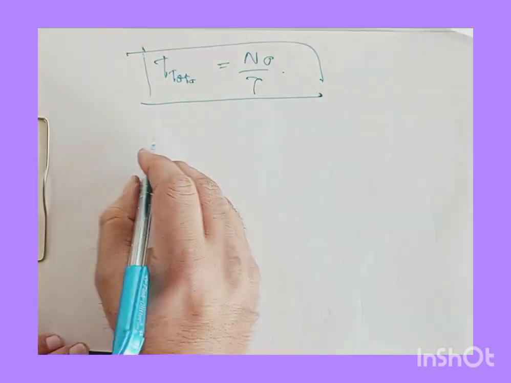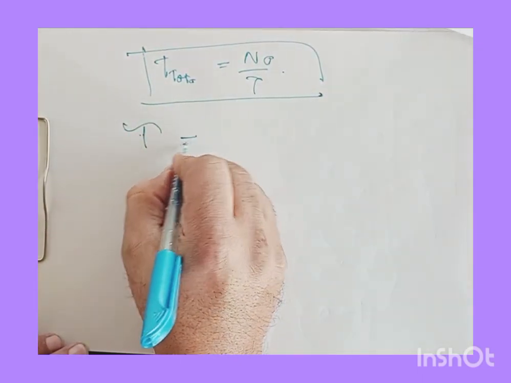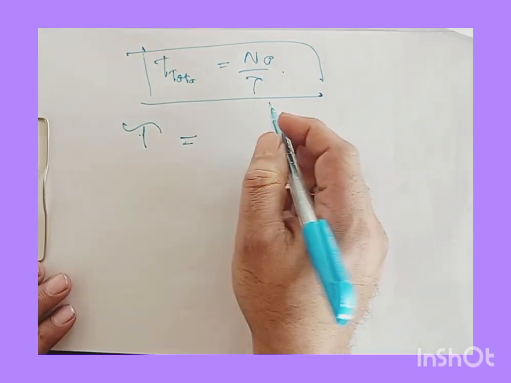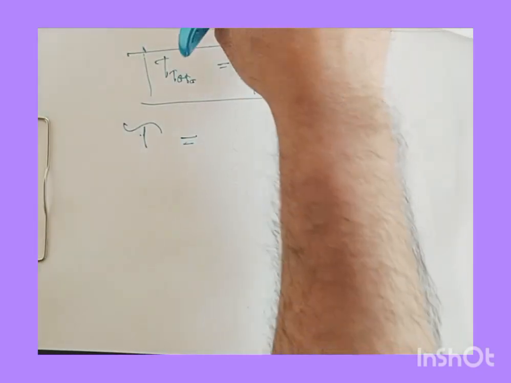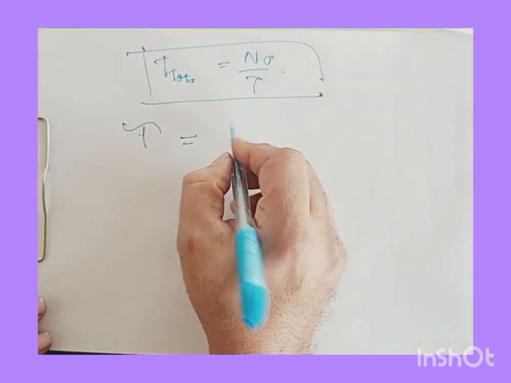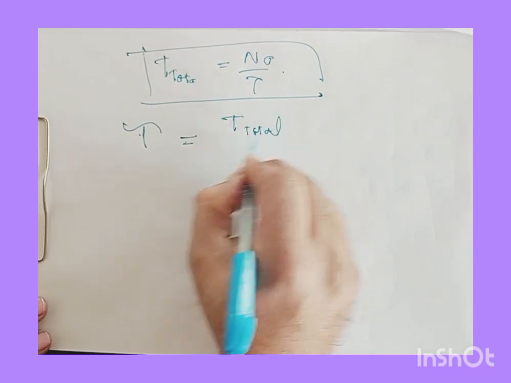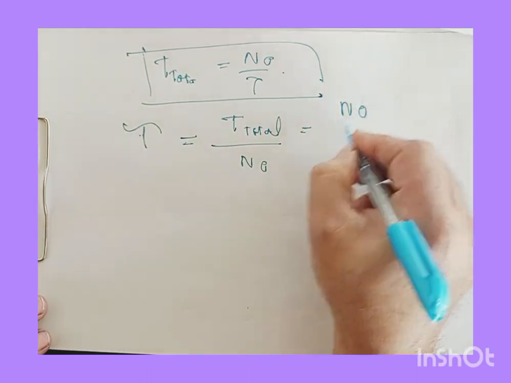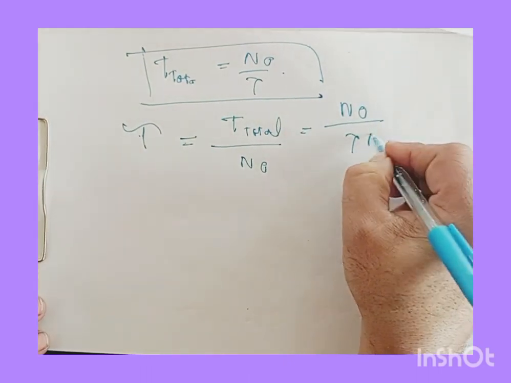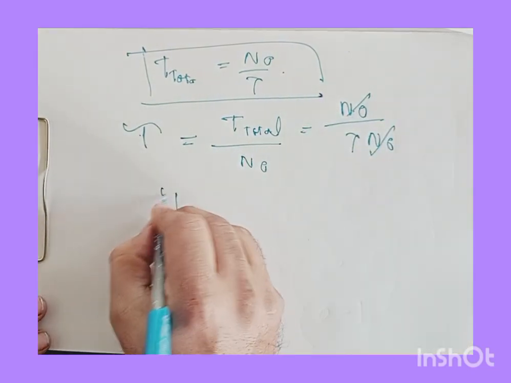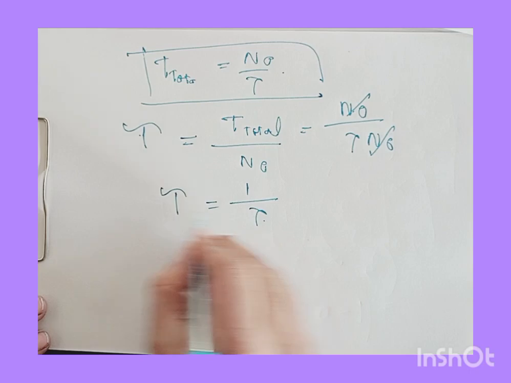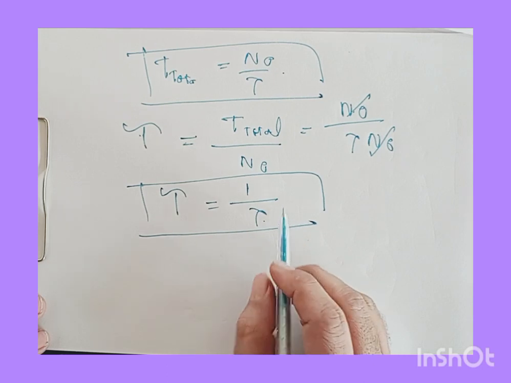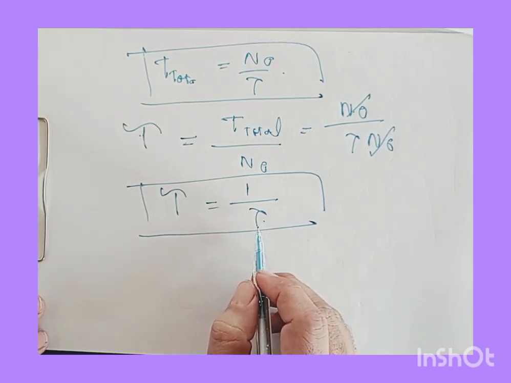So now we can have an expression for tau. And what is tau? Tau is the mean life or average life of a radioactive substance, and we have already defined it mathematically. And what's that? It is T total divided by N0. So this T total is calculated as N0 by lambda, divided by N0. So this N0 will cancel. So we will have tau is 1 by lambda. So this average life of a radioactive substance is simply the reciprocal of the decay constant.